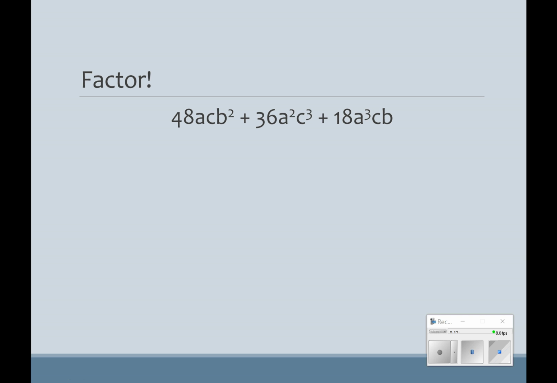Got another example for you. I think it's the last. All right, so you might not see the greatest common factor of 48, 36, and 18. So I'm just going to come over here and write out my factors of 48: 1 and 48, 2 and 24, 3 and 16, 4 and 12, 5 doesn't go in, and then 6 and 8 are my other 2 factors.